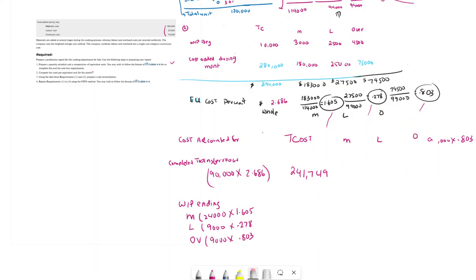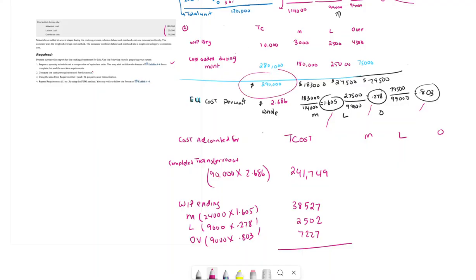You don't need to put an equivalent unit. To tell you the truth, you don't need to do it, but if you want to visually see it, you could. Now I'm going to add. That will be 38,527, and this will be 9,000 multiplied by 0.278, which gives me 2,502. 9,000 multiplied by 0.803 gives me 7,227. If I add all the costs, I need to come up with 290.